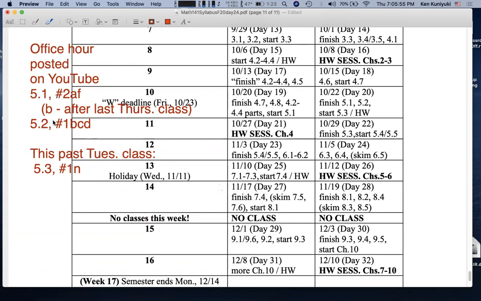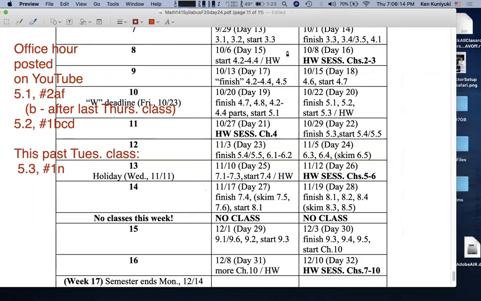These others I did, when did I do those? Oh, I guess I did these during the office hour from Monday. I have that posted also for this week. Okay, and then these two after class on Tuesday. These two after class, one last Thursday, one this Tuesday. Now this weekend is going to be an intense grading period for me.